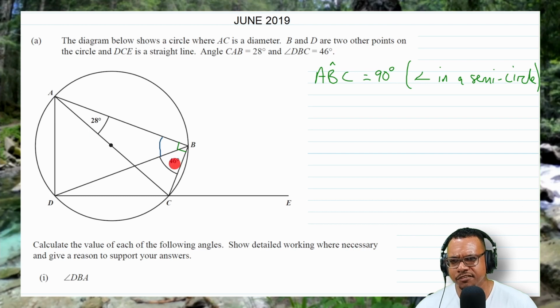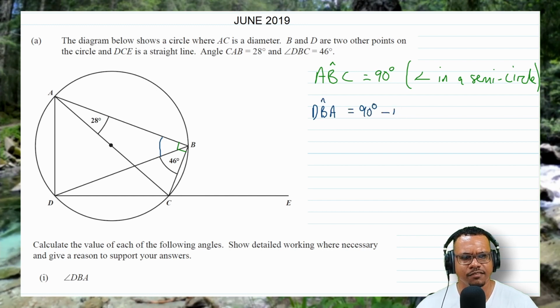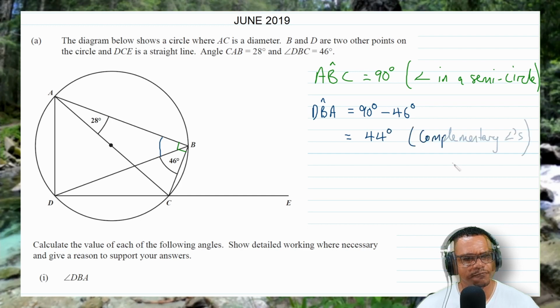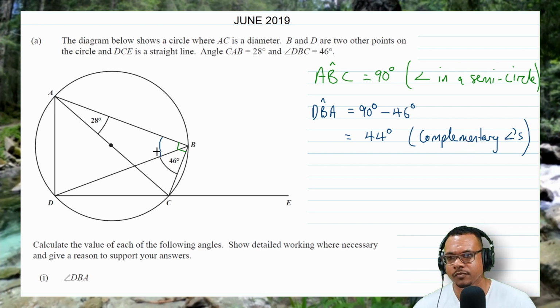Now this 46 degrees and angle DBA are complementary angles, meaning they add up to 90 degrees. So angle DBA is equal to 90 take away 46, and that'll be equal to 44 degrees. My reason for that would be complementary angles. Again, complementary angles are angles that add up to 90 degrees. So let's put my answer here as 44 degrees.